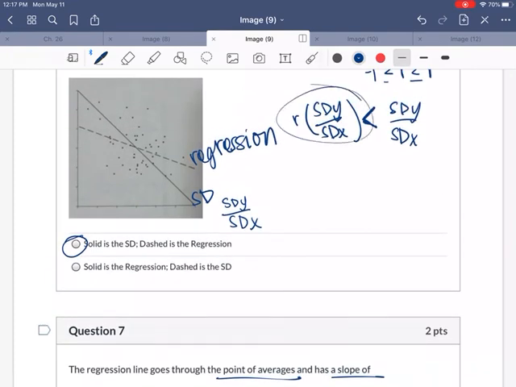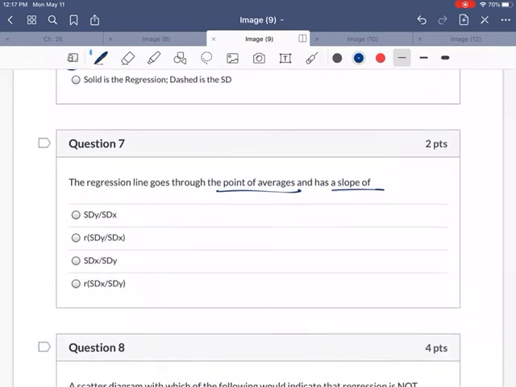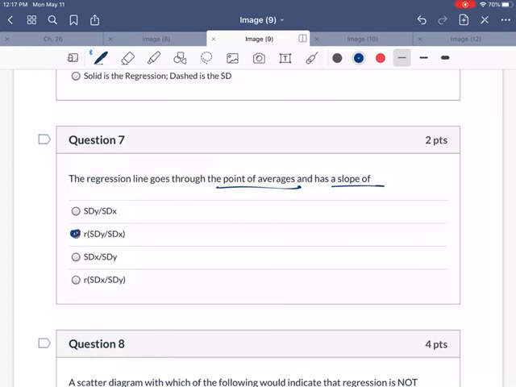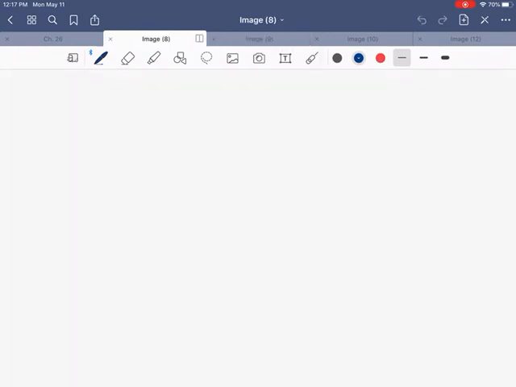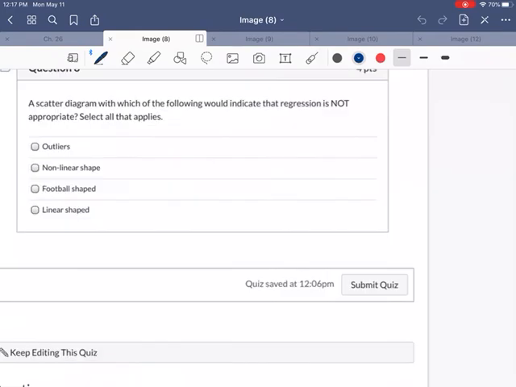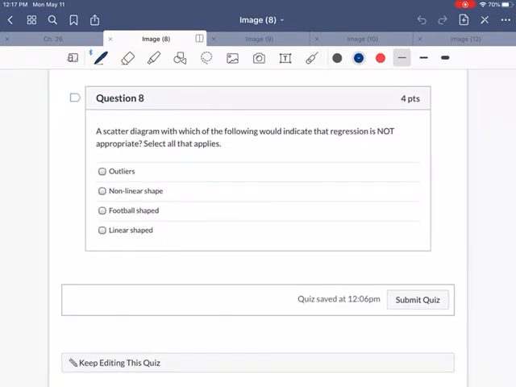The regression line always goes through the point of averages and has a slope of, okay, that slope is on our formula sheet. I also just wrote it down right here. The slope for the regression line is this, r times the SD of y over the SD of x.